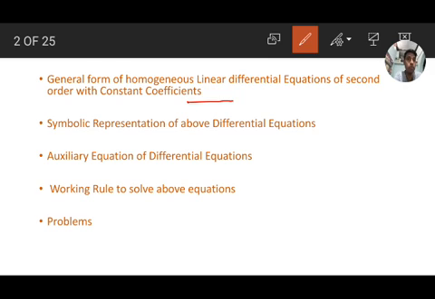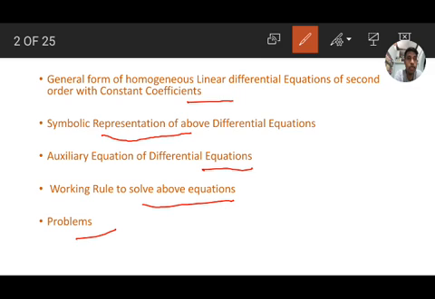What is the general form? Next, the symbolic representation of the differential equation of second order with constant coefficients. Next, the auxiliary equation of the differential equation. Next, the working rule to solve the above equations. Next, problems. We will discuss these topics.